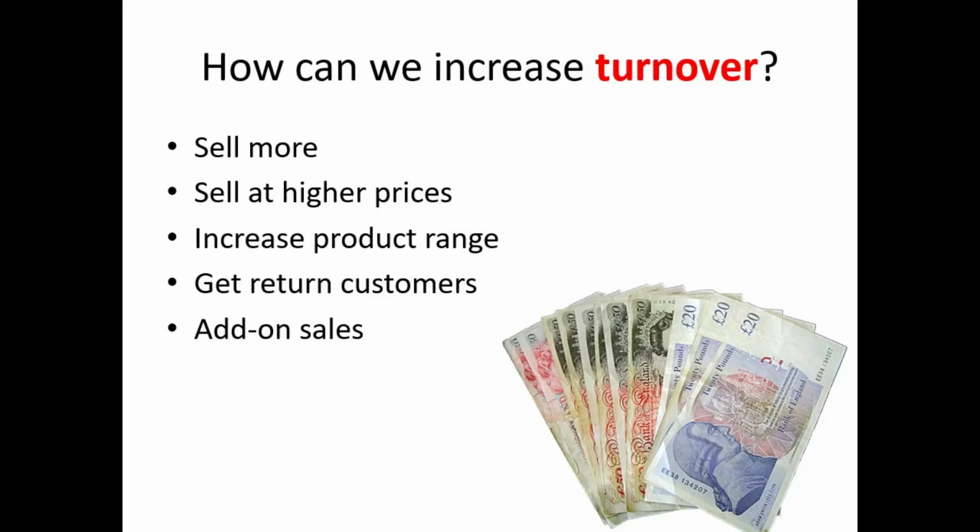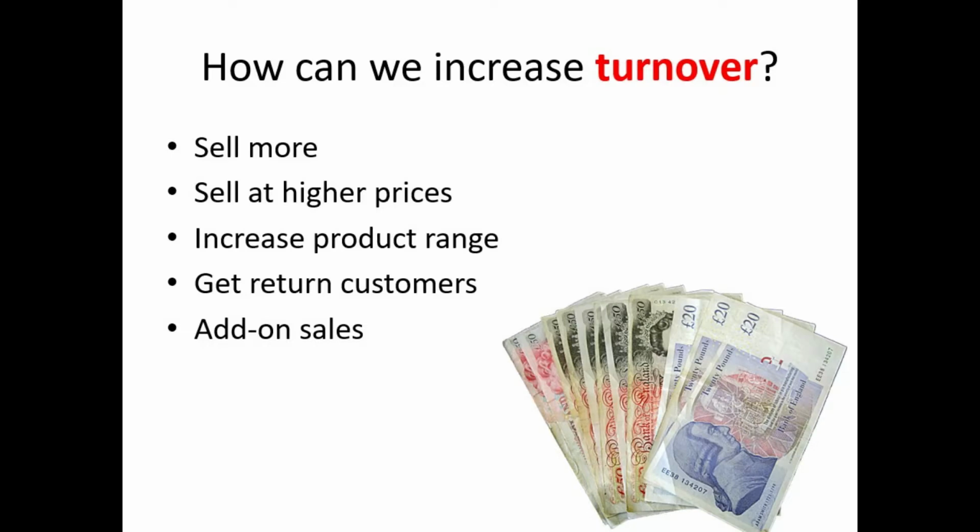If I sell somebody a book once, I might have made £10. If I sell them a book every month, I've made £120 over the year. Finally, add-on sales are really important to businesses. That's why when you go to a burger bar, they'll ask you, do you want fries with that? Do you want a drink? They're adding on more money to the sale by offering you extra items.